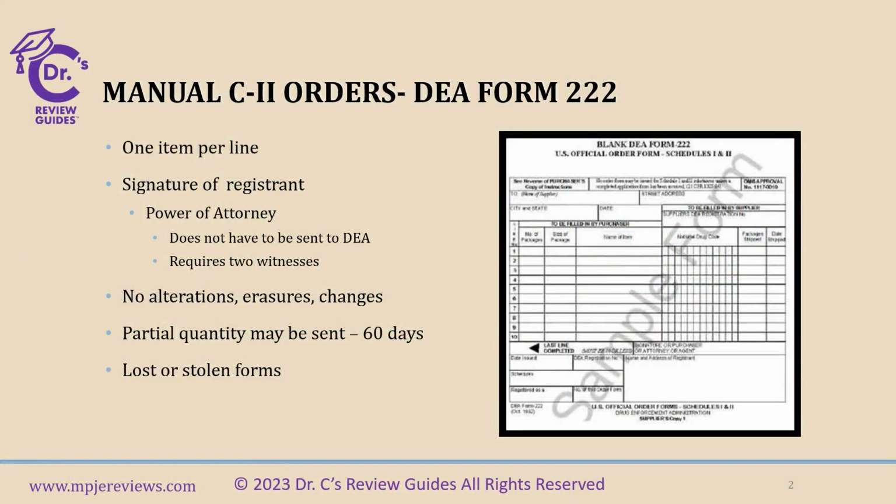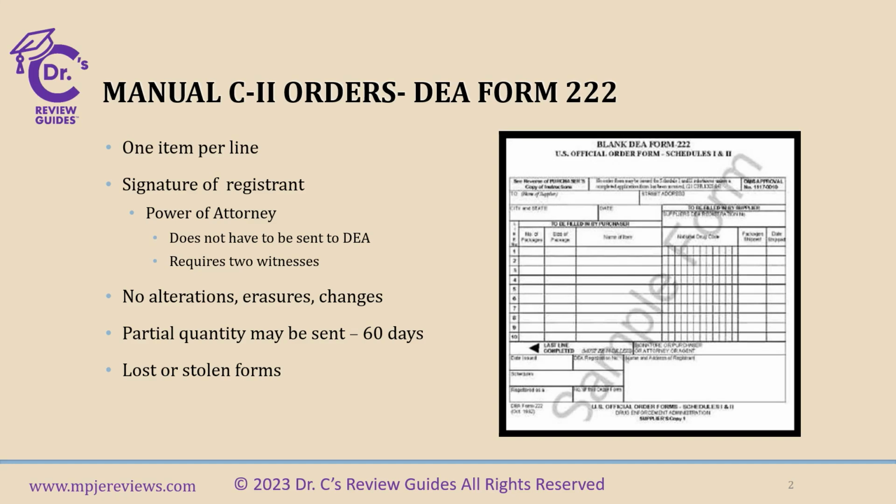So we're going to start with ordering Schedule 2 controlled substances, and we're going to talk about the manual process to do this using the actual paper form. This can also be done electronically using the CSOS system, and we'll cover that in just a moment. But I do think it's important that you know how to do this manually because there's a lot of details here, and they could definitely ask questions on how you do this through the DEA Form 222.